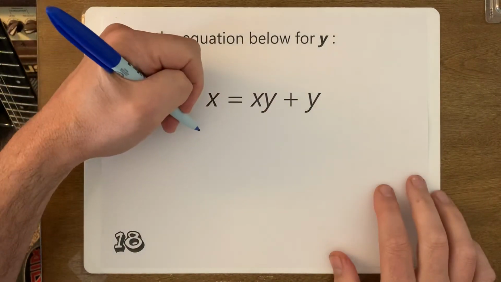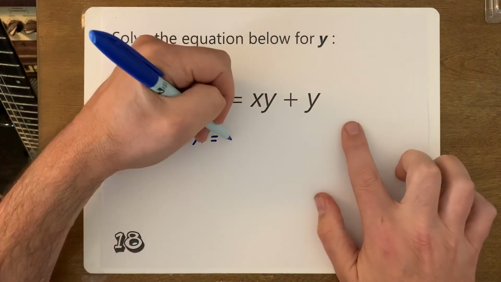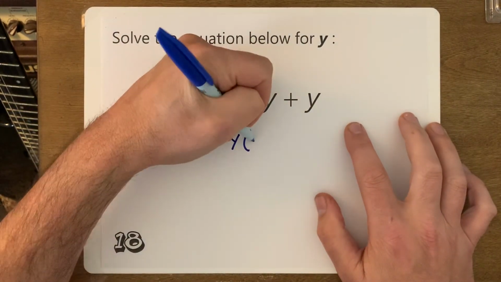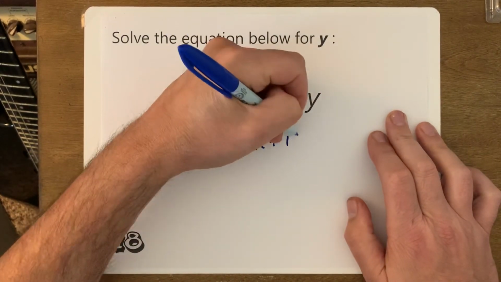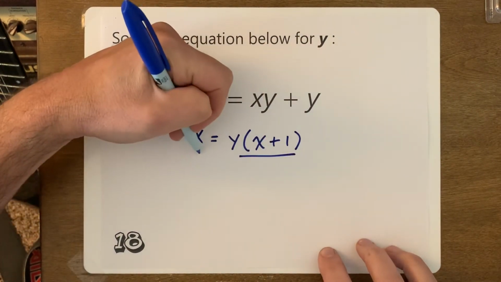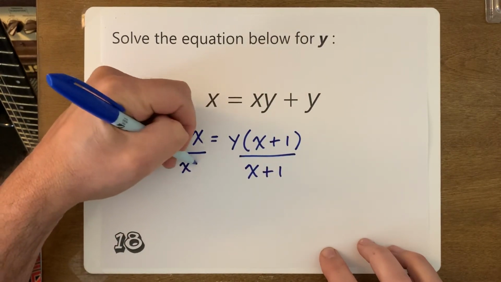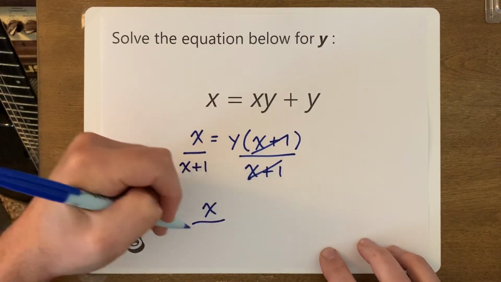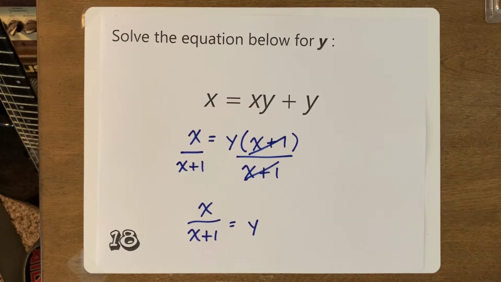So I want to take this x equals, and factor a y out by writing y times. If I take a y out of here, I have an x left. If I take a y out of here, I'll have a plus 1. And now, if I divide both sides by x plus 1, these two guys cancel, and I get x over x plus 1 is equal to y. And now y is by itself.